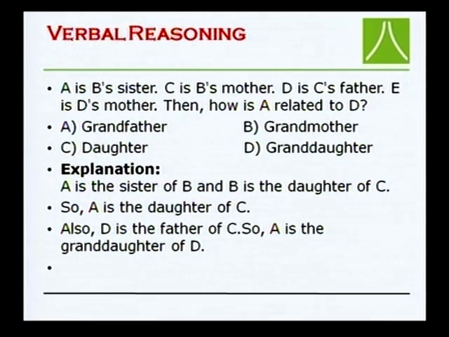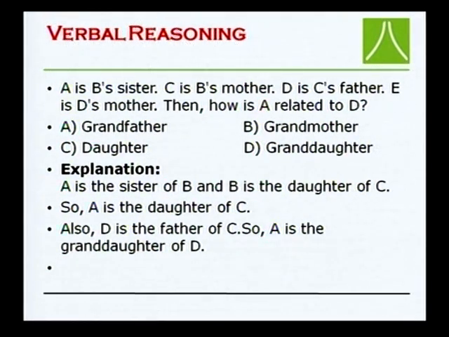A is the daughter of C, and B is also the daughter of C, because A and B are sisters. Next, D is C's father. It is very clear that A is a sister of B, and B is a daughter of C. So, the information given is that D is C's father, which means A is the daughter of C.